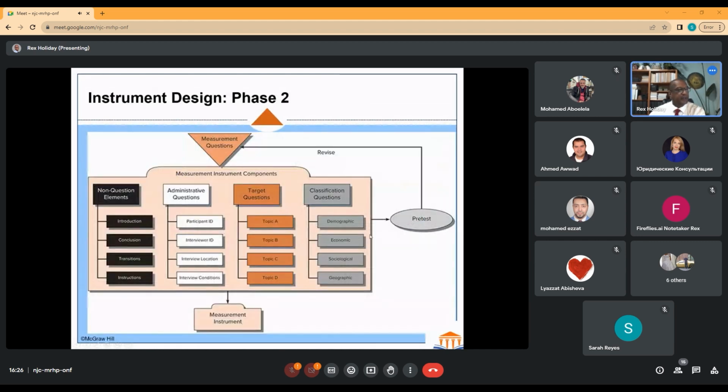Okay. And here's this diagram. And here's the measurement question categories. Classification questions here will be demographics, economic, sociological, geographic. And target questions or topics. And administrative questions. And we're going to cover all of these in detail. Any questions here on this diagram?